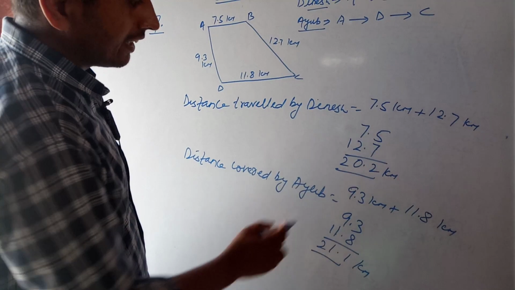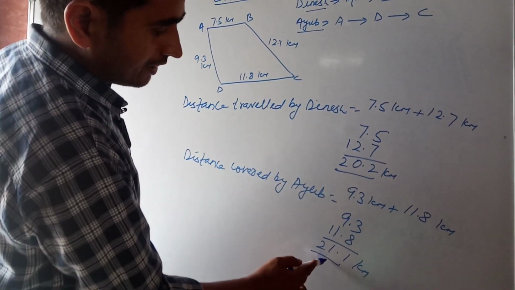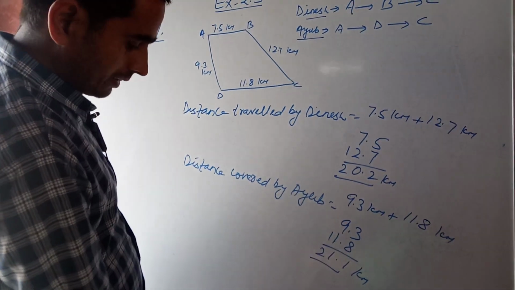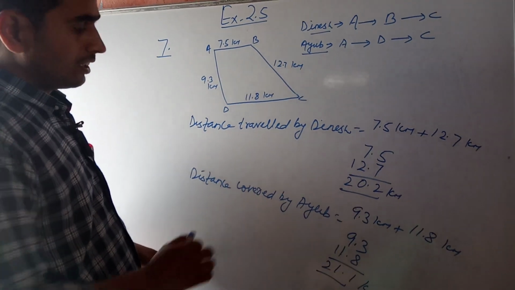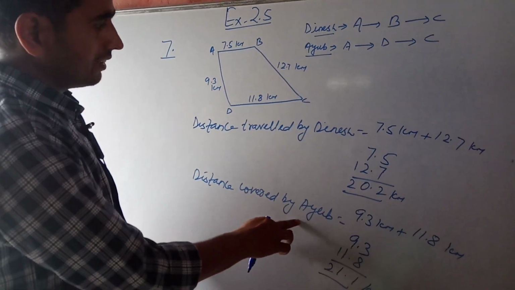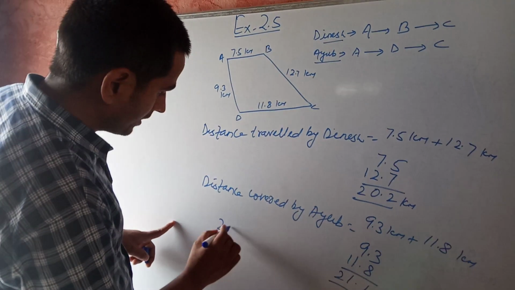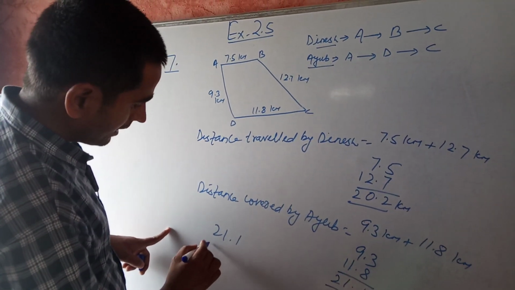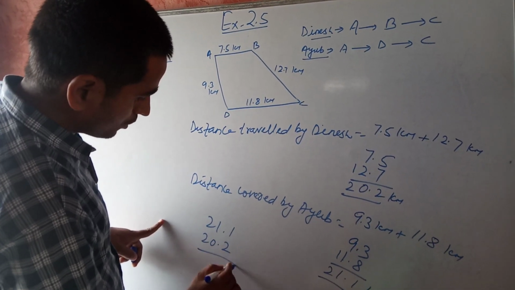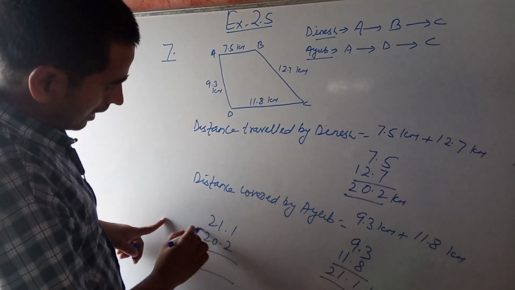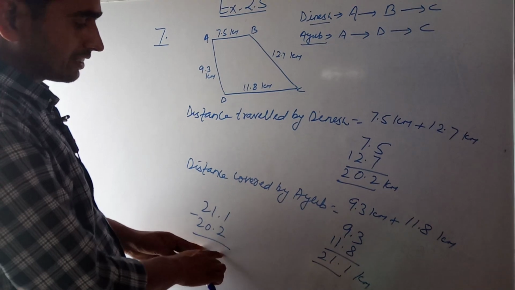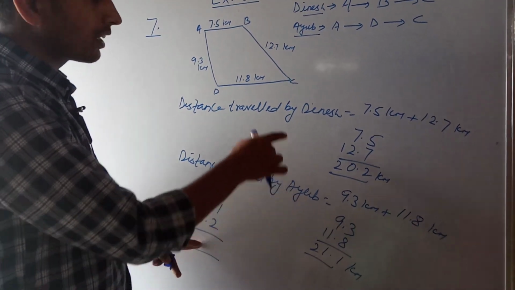Now here we see that this 20.2 kilometer is less than 21.1 kilometer. So in the answer you will write Ayub traveled more distance than Dinesh. And by how much? So subtract 21.1 minus 20.2. After subtracting this value, that is the distance covered by Ayub more than Dinesh.